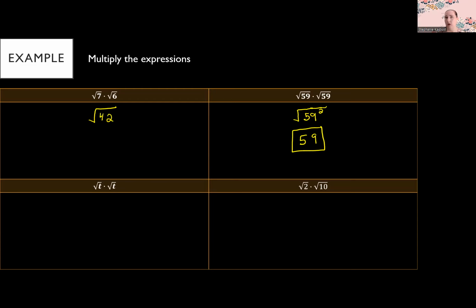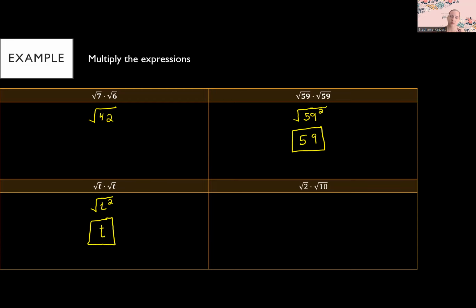Bottom left, we've got t. So this is very similar to the one we just did with the square root of 59 times the square root of 59, but we've got t inside our radical, square root of t times square root of t. So t times t, again, this is just t squared. That square root symbol, the radical, cancels out the 2. And so these cancel out and you get just a single t as your answer.